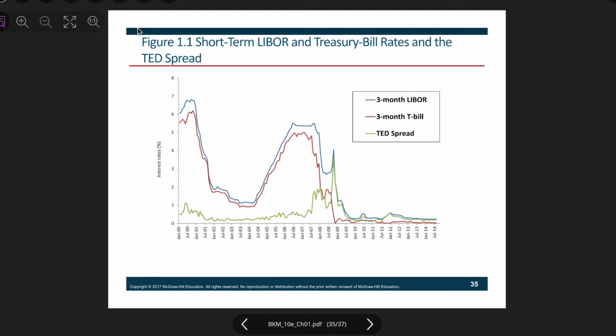So let's look at figure 1.1, short-term LIBOR and treasury bill rates and the TED spread. Before that, let's look at what those are, right? Short-term LIBOR is the short-term interbank interest rate, and this is worldwide, right? The L in LIBOR stands for London, and London is where all the banks were located before this 2000 era, in the 19th or 20th centuries. So it's called the LIBOR, and all the banks working internationally are tied to the short-term LIBOR, right?